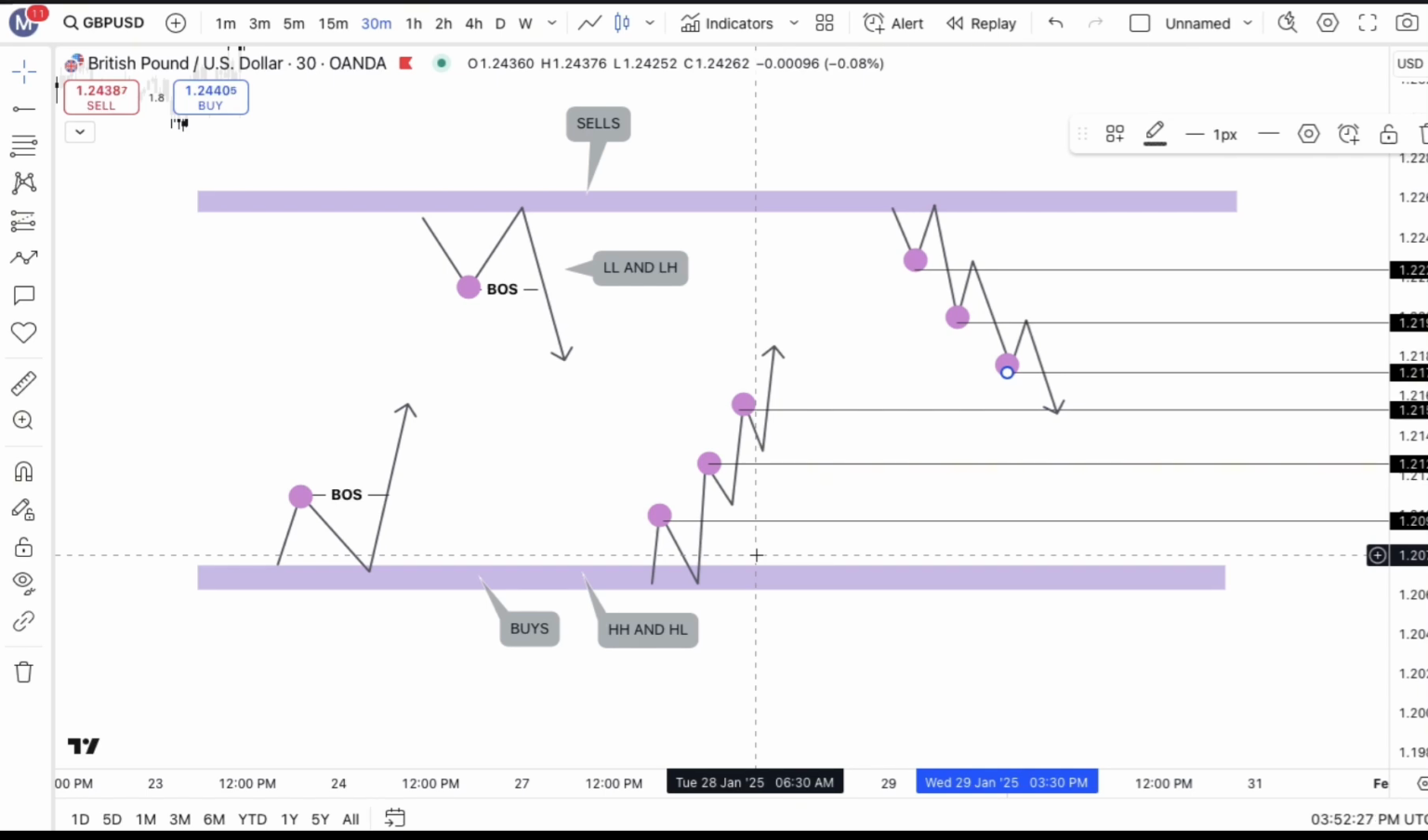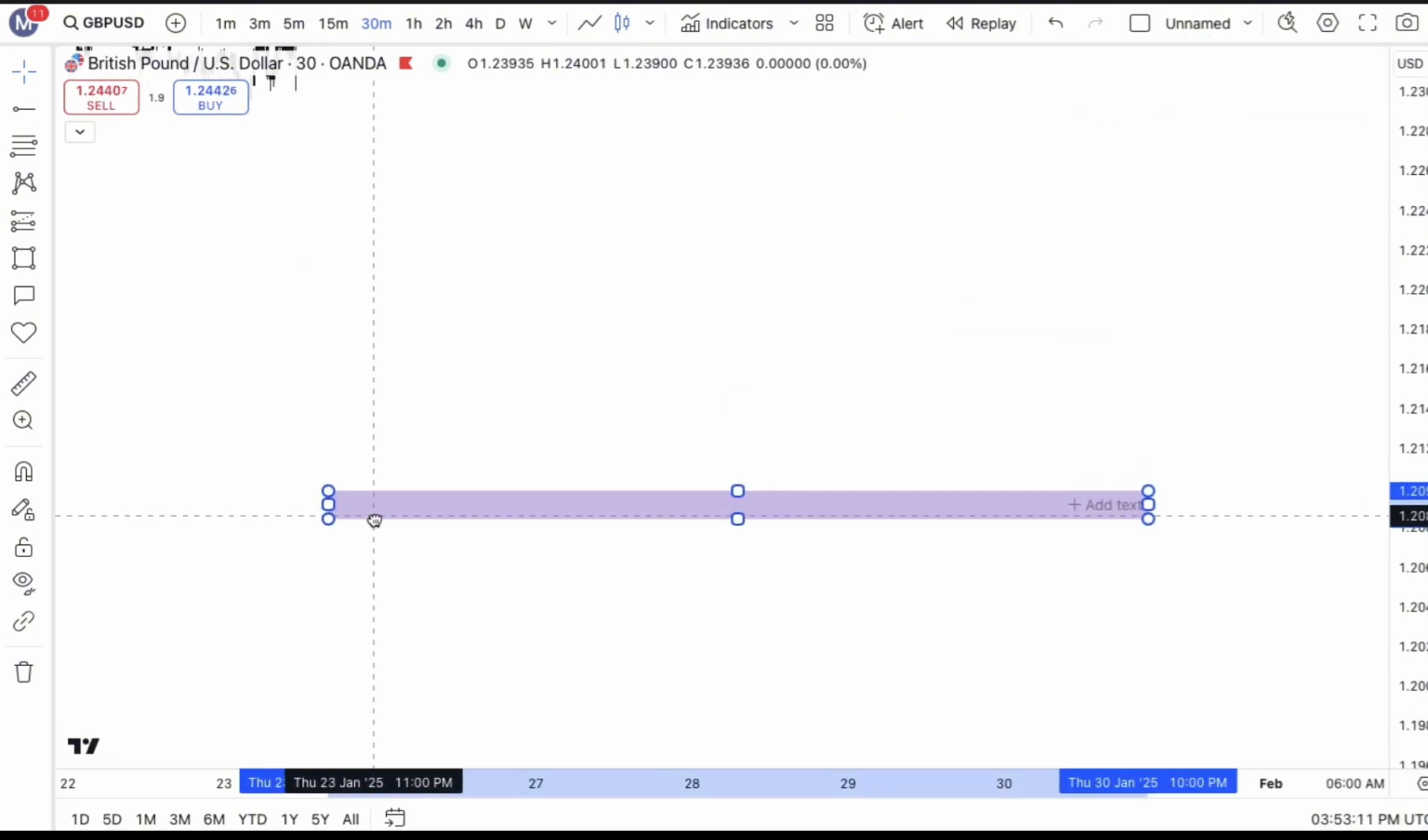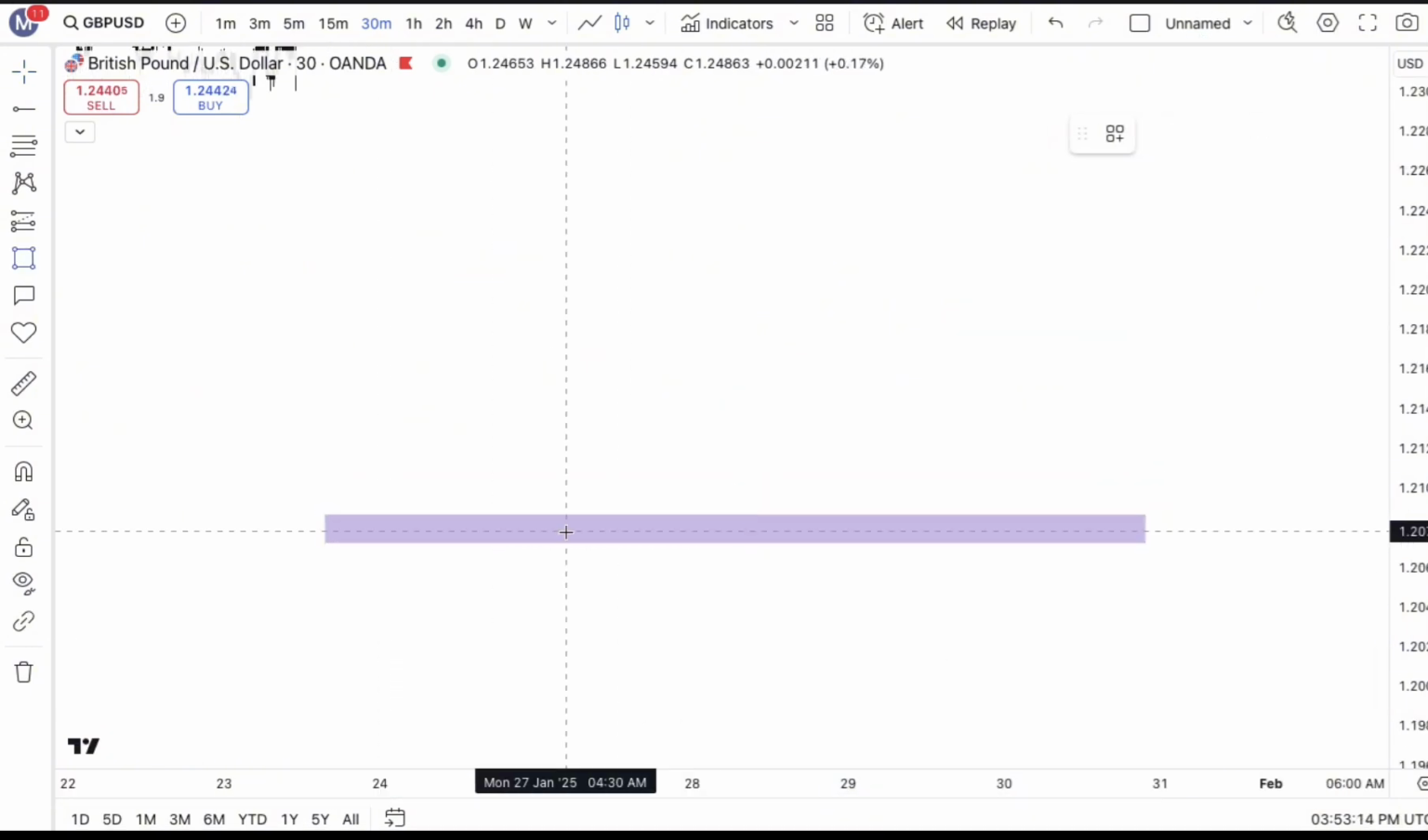So I want to get into break of structure candles so you guys can understand this a little bit more. Let's just say we are at a support zone, okay? We have a bunch of candles, okay? Let's just say we have a candle here.